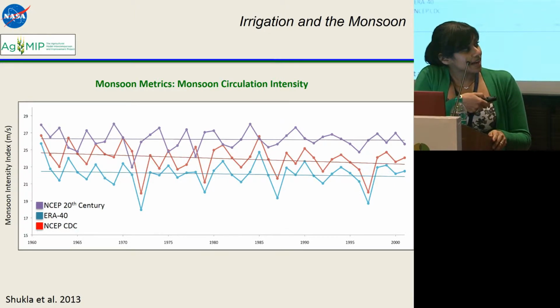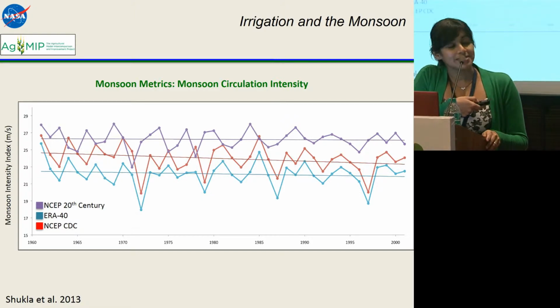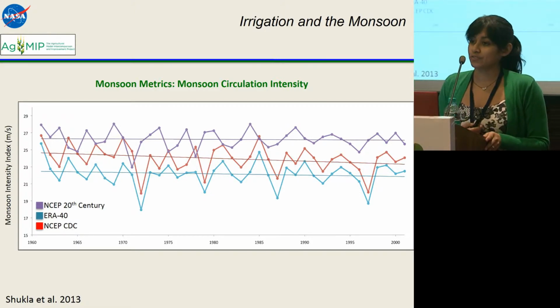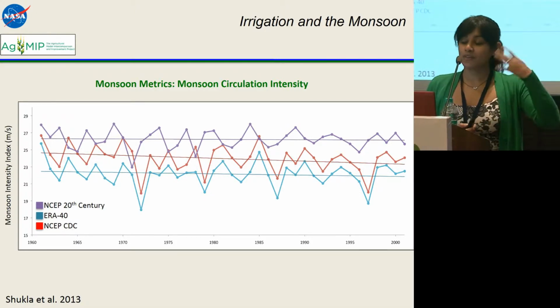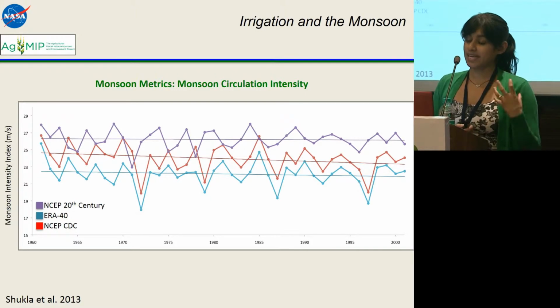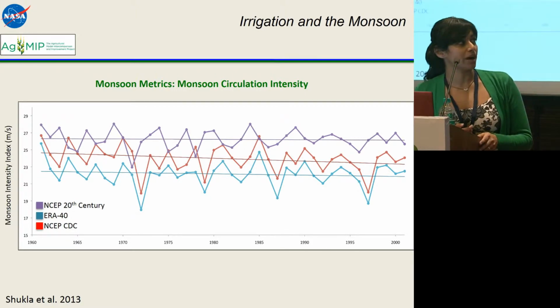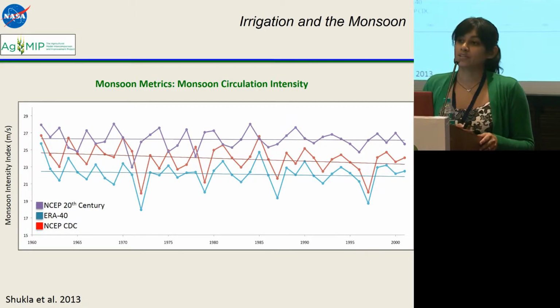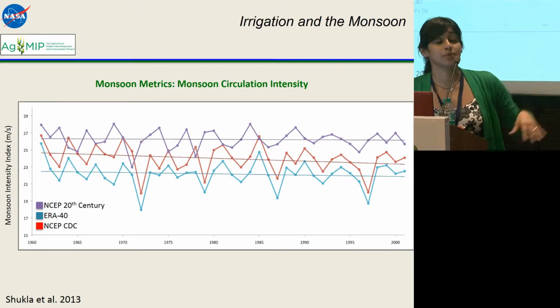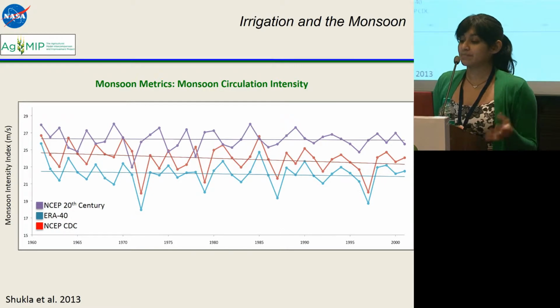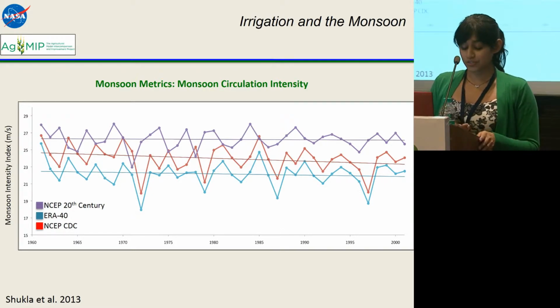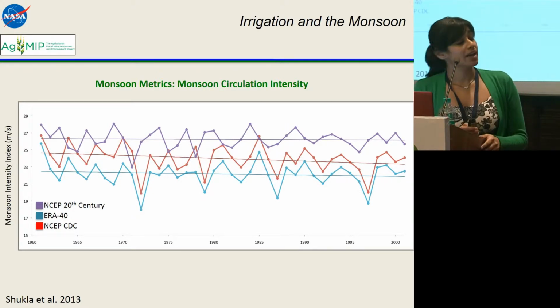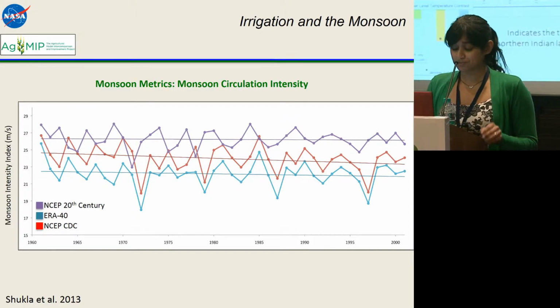You can see the top data set, the NCEP 20th century reanalysis, looks quite different from the other two. In part, that's because of the way it assimilates the data that's used to drive this model. The ERA-40 and the NCEP CDC are very closely correlated, and although there are differences between them, if I were going to validate my model for the monsoon circulation strength, those are the two I would probably use.